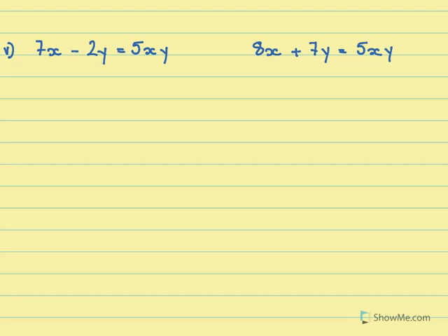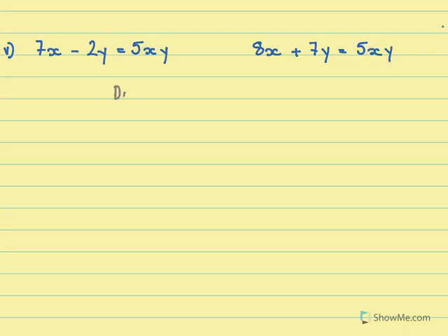Now here we have two equations, 7x minus 2y equal to 5xy and 8x plus 7y equal to 5xy. Now how is this equation different from the rest? The difference is this equation has xy. None of the earlier equations has x into y. They had x or y but not x into y. So my first step is to get rid of this xy.